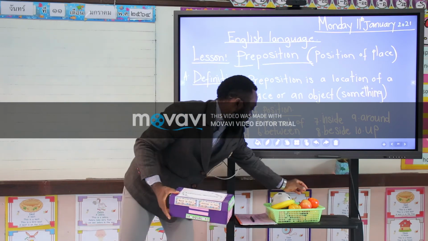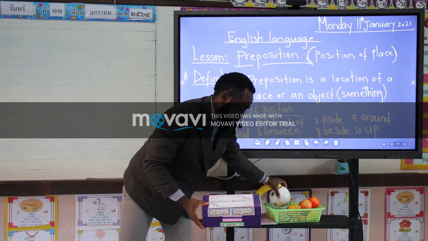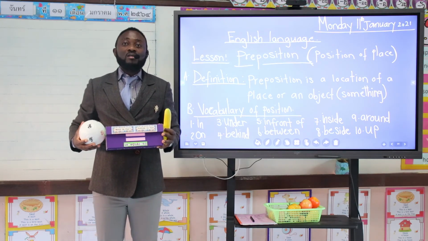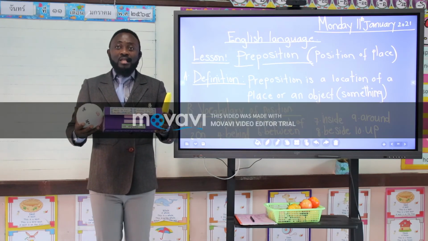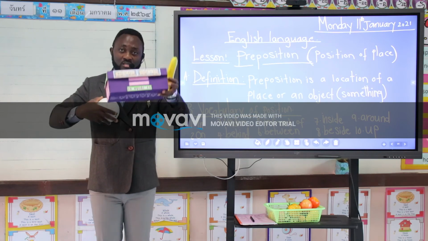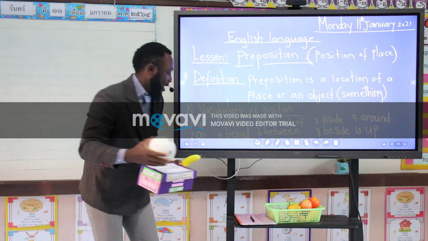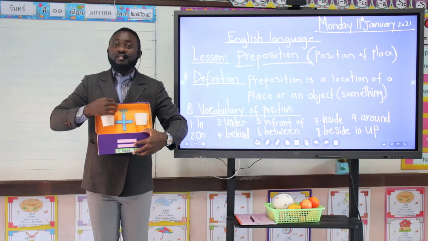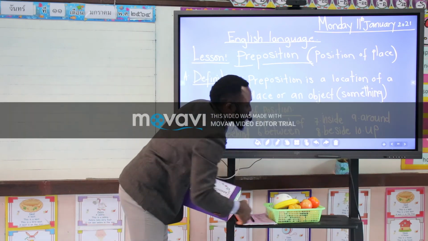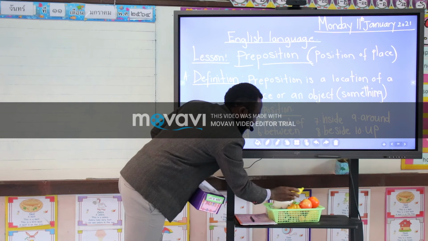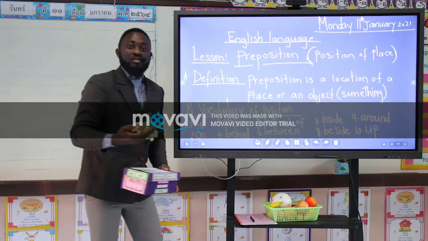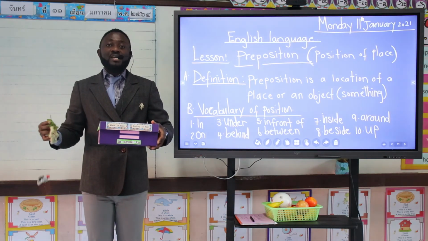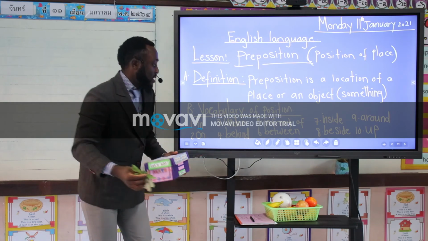Next, we have between. Now we have box, banana, and bar. Where is the box? The box is between the bar and the banana. Next is inside. The banana is inside the box. Next, we have beside. Peanut. The peanuts are beside the box.